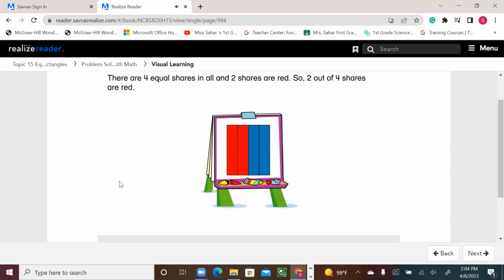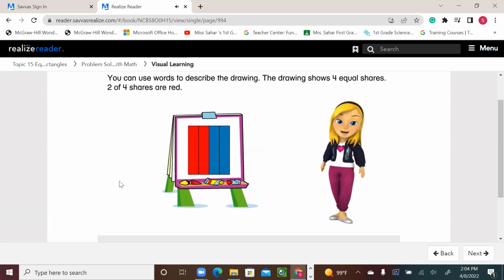There are 4 equal shares in all, and 2 shares are red. So 2 out of 4 shares are red. You can use words to describe the drawing. The drawing shows 4 equal shares. 2 of 4 shares are red. Drawing a picture can help you solve a problem.